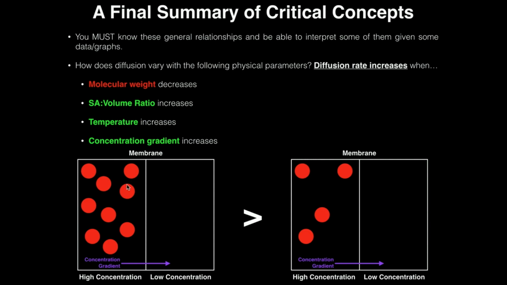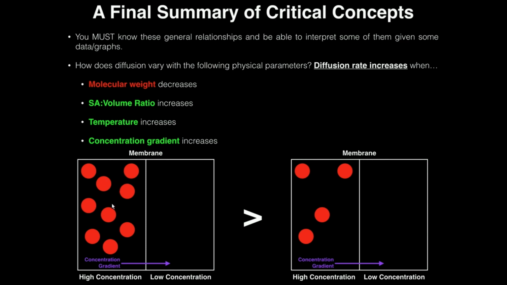So for example, let's consider these situations down here. Which one has a higher concentration gradient? Well, on the right side of each of these situations, there's no red particles. But if you look at the left side, over here I have a higher concentration, like 9 of these particles. Over here I still have the red particles, but there's only 4. So in which case is there a bigger difference between the left and the right side? Well, there's a bigger difference in the case over here, in the first case.